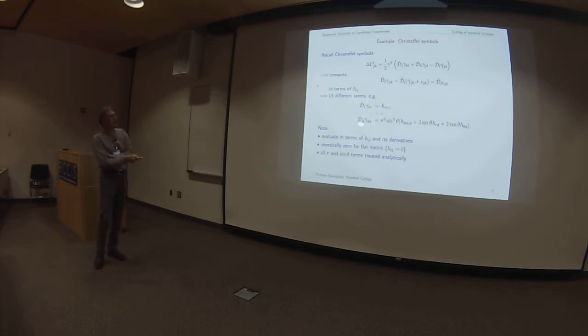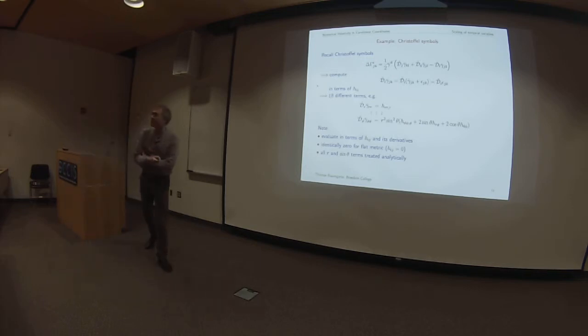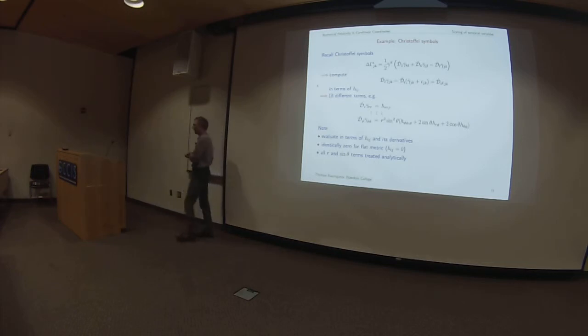And then you can compute all of these terms in terms of these functions h and its derivatives. Now you notice when h is 0, meaning that epsilon is 0, meaning that we're dealing with a flat metric, all of these terms will be identically 0 as advertised. So you now have an exact expression for that. You don't rely on finite differencing terms that go beyond the r. And again, all factors of r and sine theta are treated analytically.